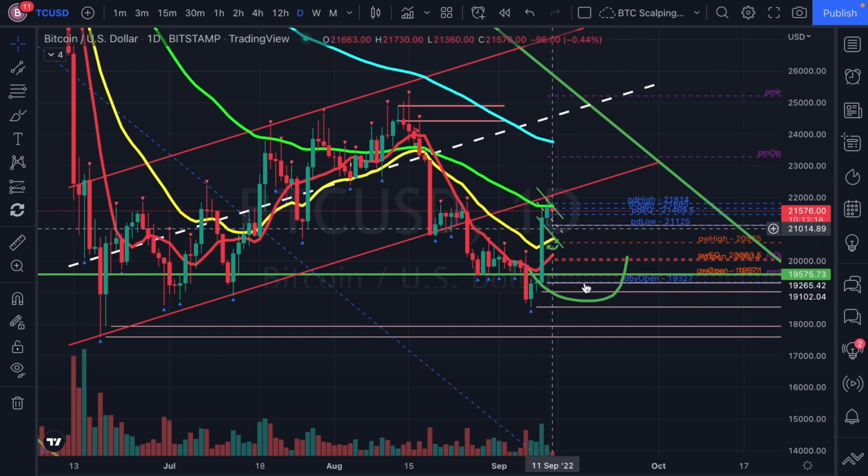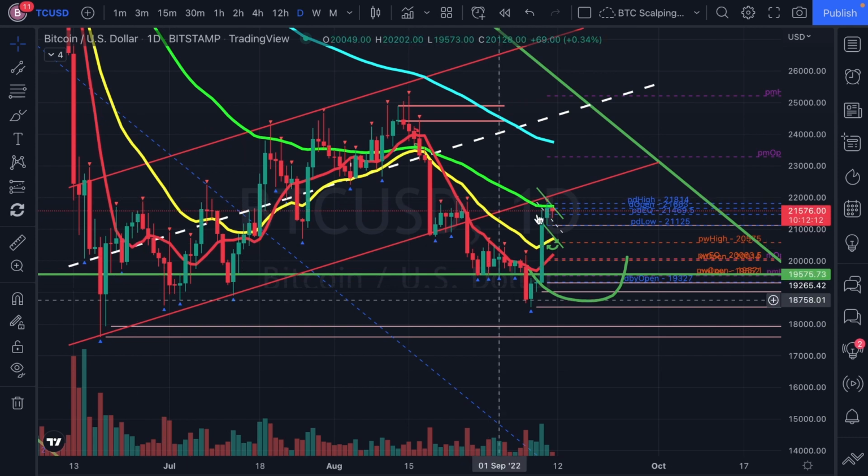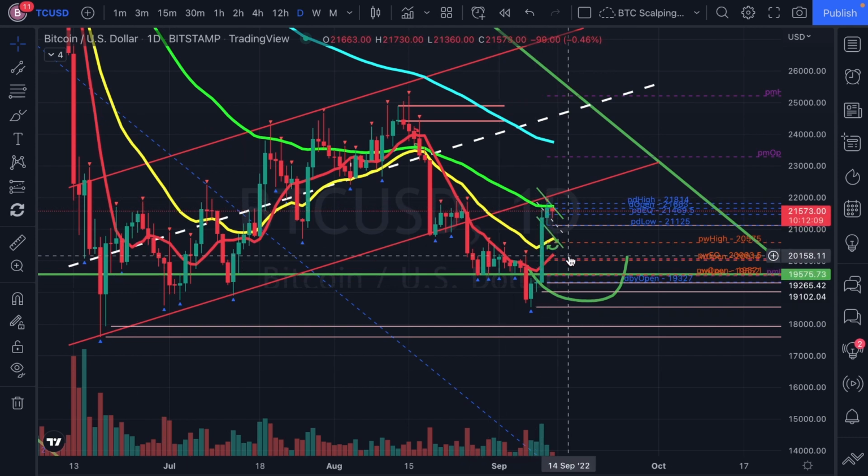It will take some time to grind out this area. Like if you can see here, it popped up and came back down. We did that like 2-3 times. Well, this is the first one. You should expect a little bit of a pullback. Hold this level here and then continue further.